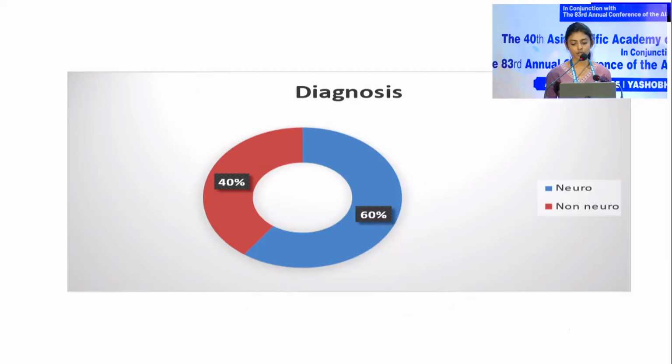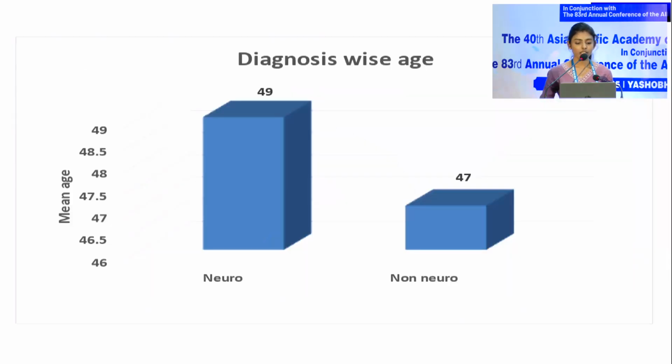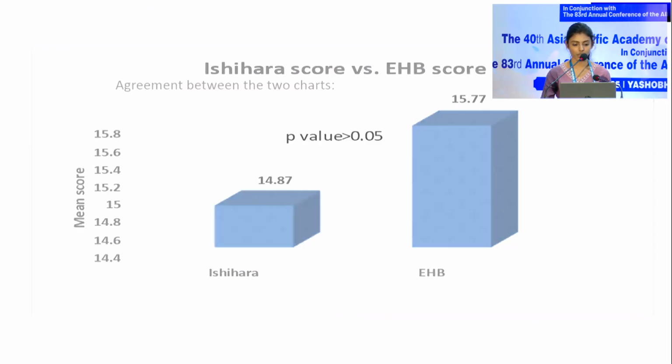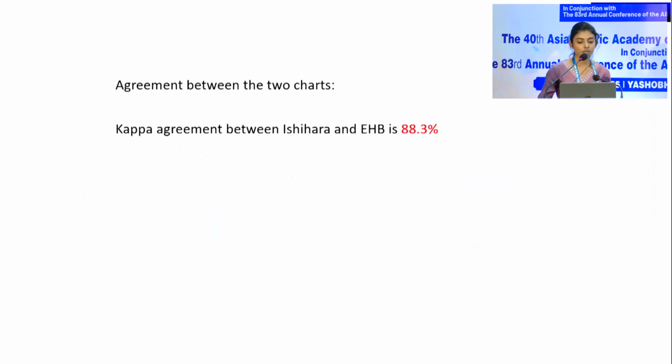60% were found to have a neuro-related diagnosis and 40% a non-neuro-related diagnosis. In the neuro population, the mean age was 49 and in non-neuro it was 47. So the comfort score was applied between 2 charts. It was 14.87 in Ishihara and 15.77 in the eye handbook. So the kappa agreement between Ishihara and the eye handbook was 88.3%.